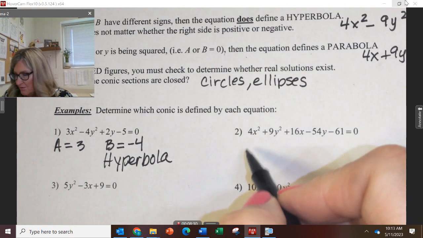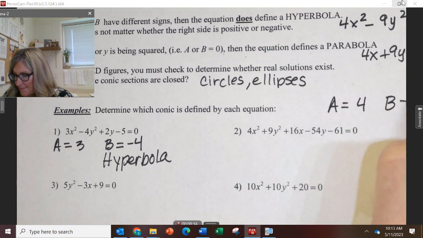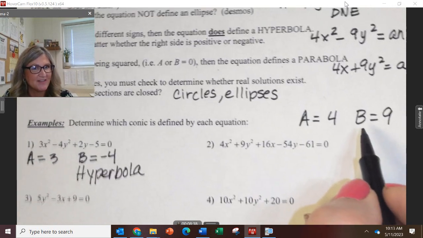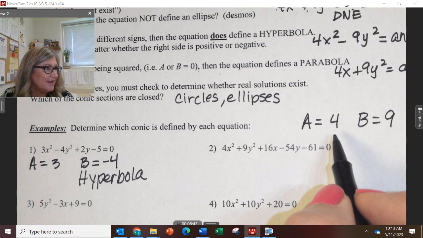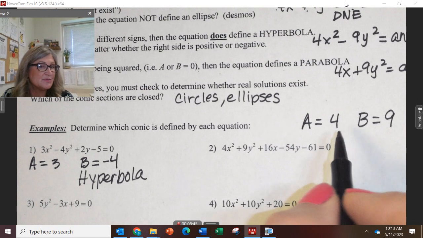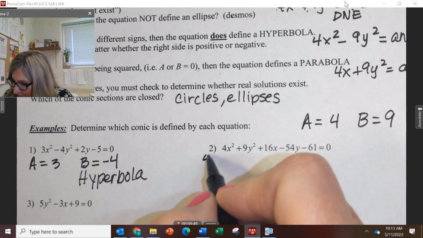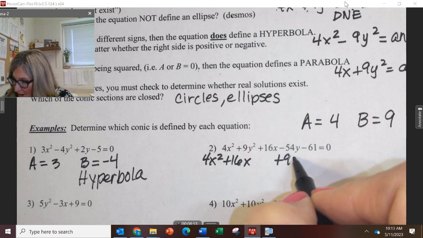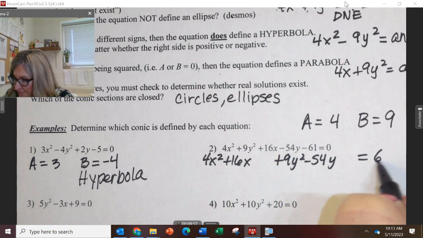On number 2, what is A? What is B? A and B have different values but have the same sign. What is it probably going to be? An ellipse, but I have to check. Here's how I check. I'm going to have to complete the square. Now, I don't have to go all the way through this problem. I will show you where I can stop.